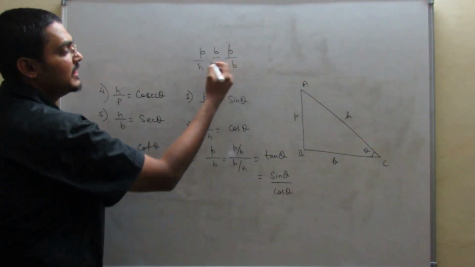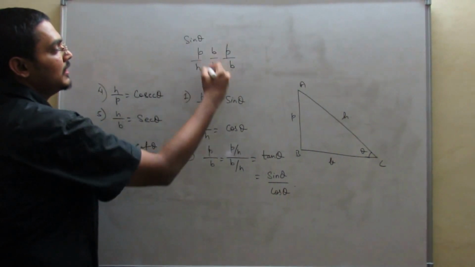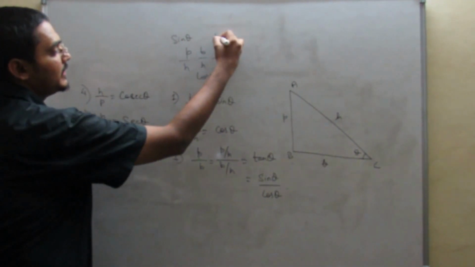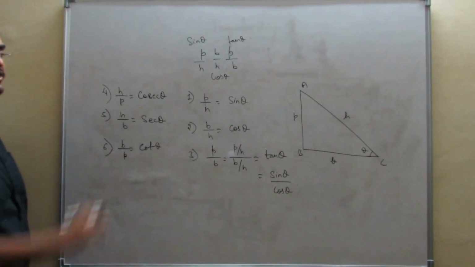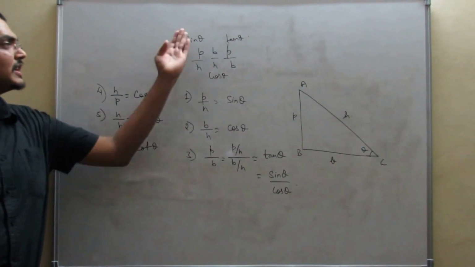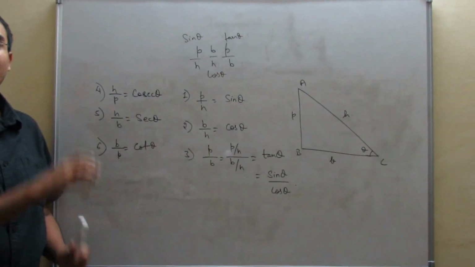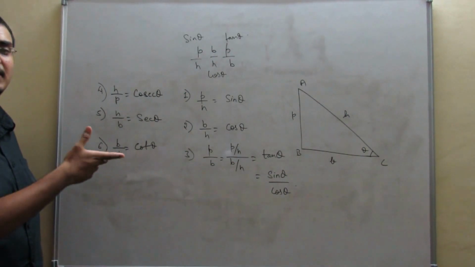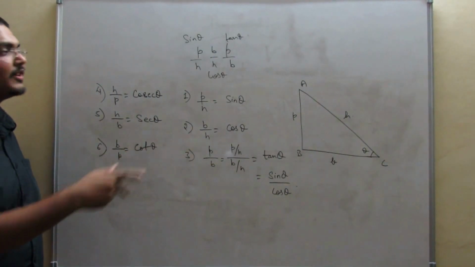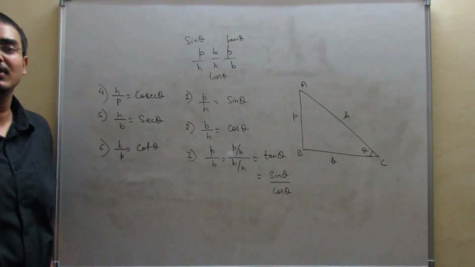You divide these, you get sin theta, cos theta, and tan theta. This is just a short trick to remember what sin theta is, what cos and what tan is. You have to mug them. You don't have to remember like these. You need to be fast enough to say that sin theta is perpendicular upon hypotenuse.